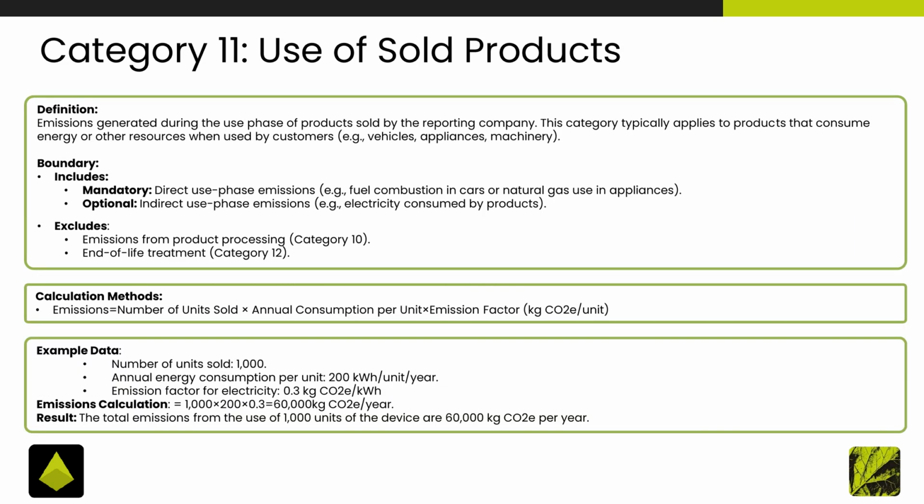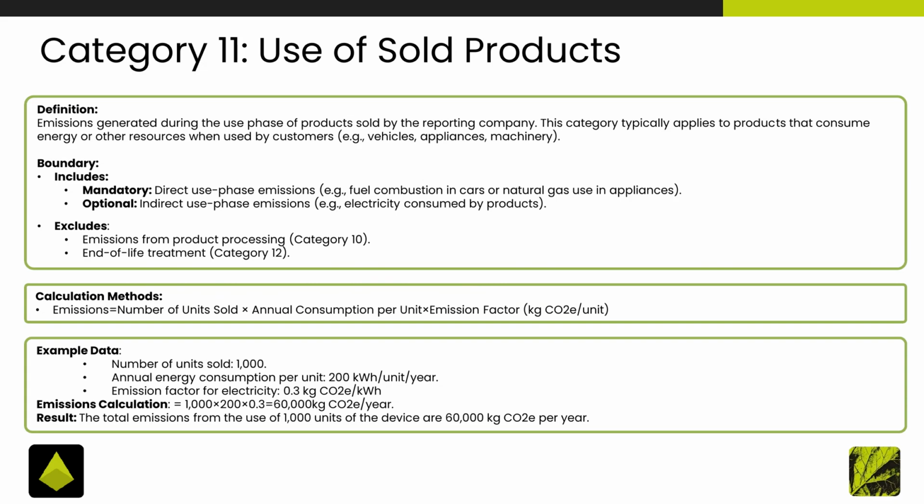Category 11, use of sold products, deals with emissions from the use of products sold by your company, including fuel consumed during use or energy use in appliances. The boundary includes all mandatory use phase emissions, like gas in vehicles and electricity in appliances. Exclusions are emissions from further processing and end-of-life treatment.